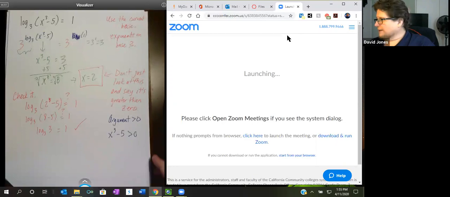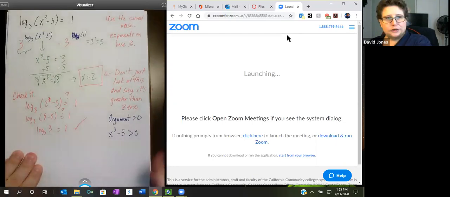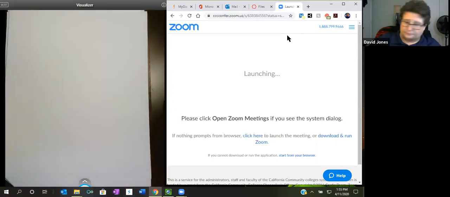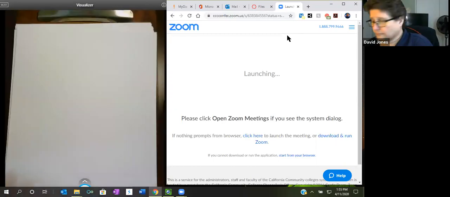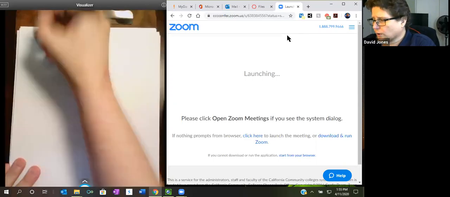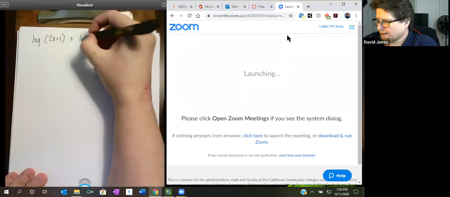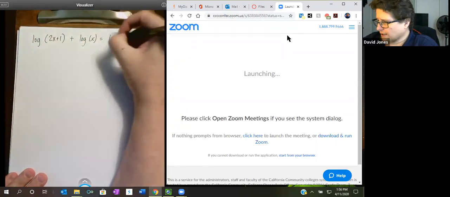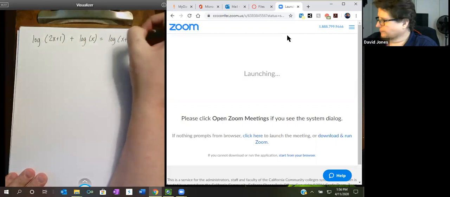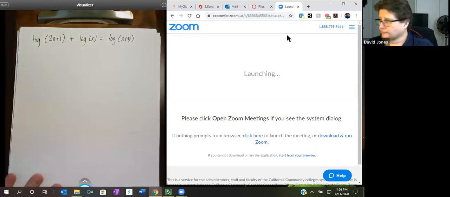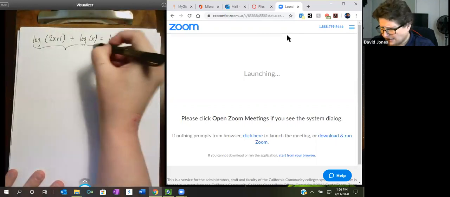All right, let's take a look at another one. This adds more to it. We're going to do log of 2x plus 1 plus log of x equals log of x plus 8. We only want a single log on each side. How can I combine these?